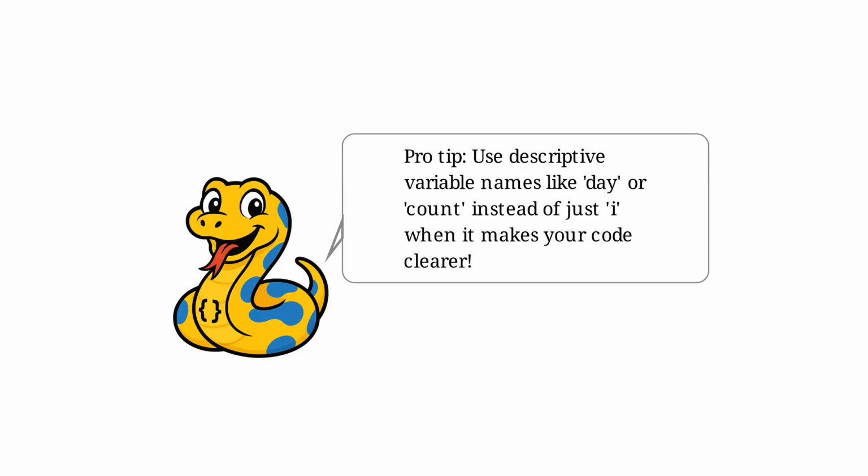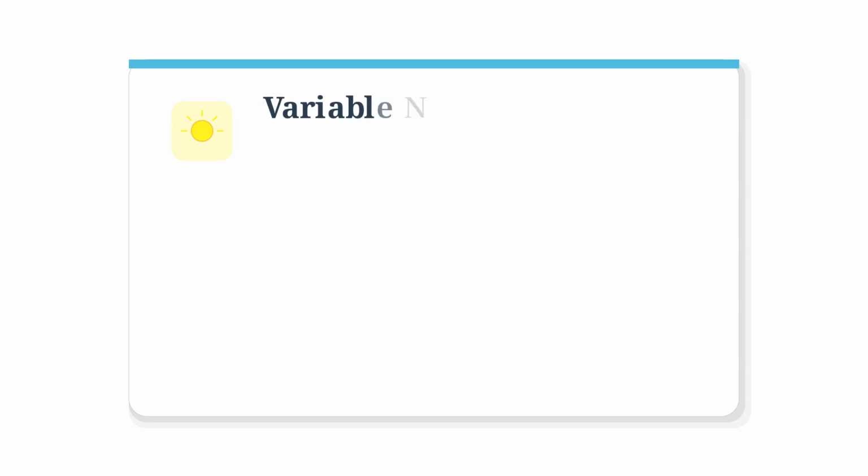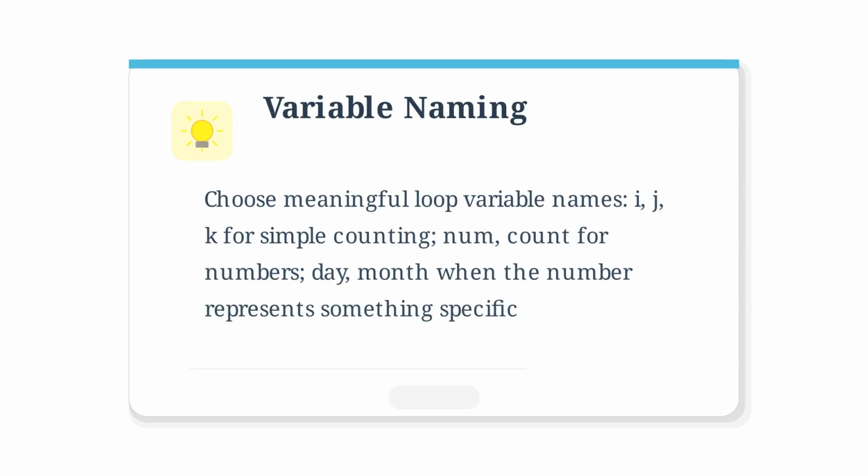Here's a pro tip. Use descriptive variable names like day or count instead of just i when it makes your code clearer. Here's another pro tip about variable names. Use i, j, k for simple counting. Use num or count when working with numbers. Use descriptive names like day or month when the number represents something specific.